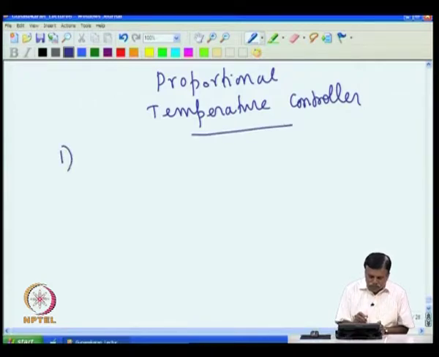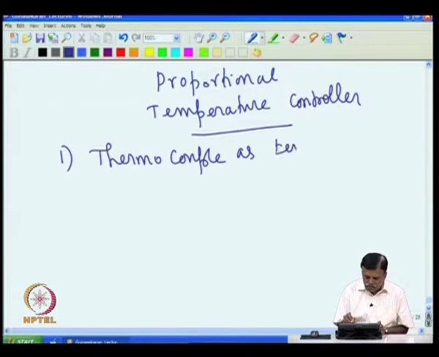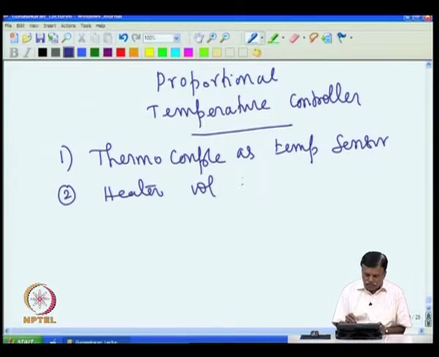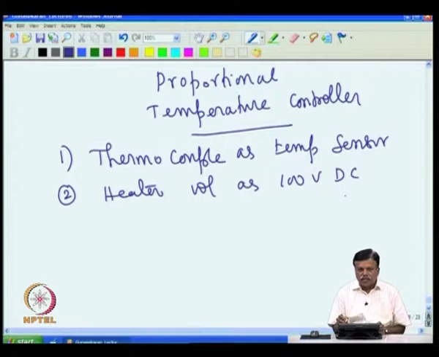So, we use a thermocouple as a temperature sensor. Now, in this case the second point is the heater voltage, because a heater voltage of 100 volt is required. We will see how to design for various heater voltages, but first we take that the heater requires, assume, 100 volt DC and then it needs, say, 5 ampere current, and then the thermocouple will be used as a temperature sensor, and we will make a proportional temperature controller.